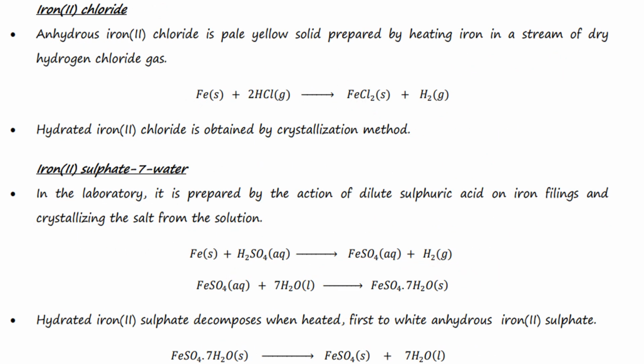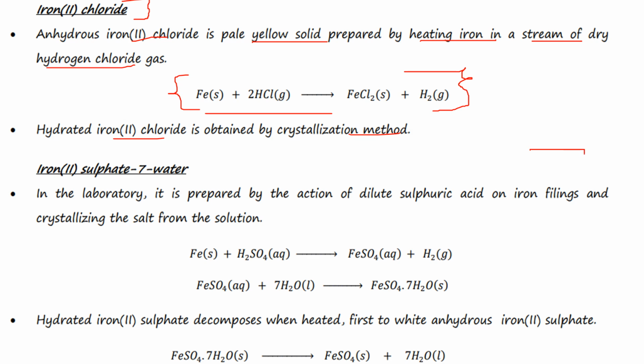Now looking at the next reaction, you have already talked about it, which was iron 2 chloride. And here we're going to say that anhydrous iron 2 chloride is a pale yellow solid that can be prepared by heating iron in a stream of dry hydrogen chloride gas. And I've already explained this equation, and I've told you why we cannot prepare iron 2 chloride using chlorine gas directly. So since we have already explained it, let's just proceed. And we say that hydrated iron 2 chloride is obtained by crystallization method. Now this is usually done in the laboratory analysis or laboratory preparations.